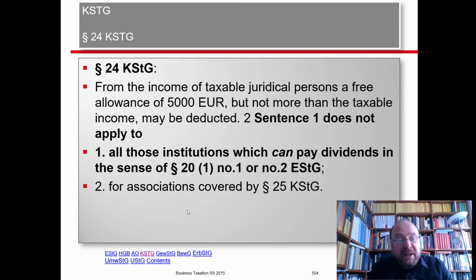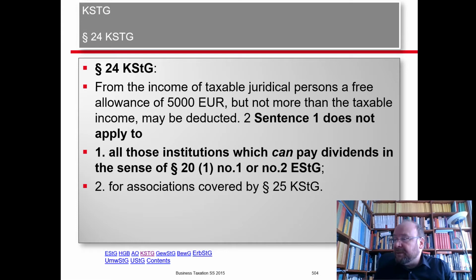This rule does not apply to all institutions which can pay out dividends to shareholders as defined in paragraph 21, number 1 or 2 EStG. So all institutions which can be created by investors in order to make profit, GmbH, AG, SE, and the foreign corresponding legal forms of them, can never profit from that free allowance here. The only institutions which remain are those which are normally not founded for economic purposes. So mainly an eV, a foundation, or other forms of that kind.